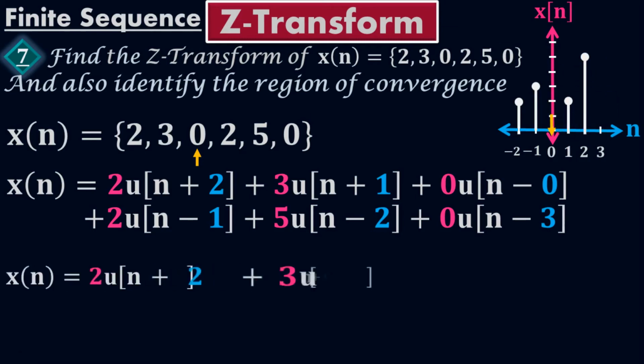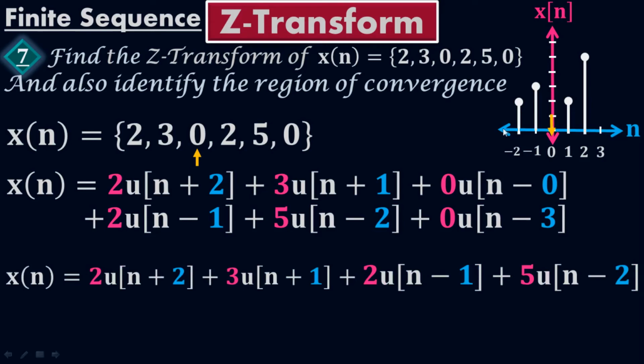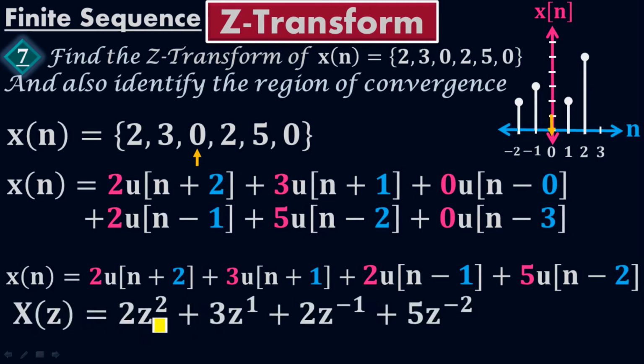So the x of n will have only 4 terms. This goes to 0. This is also 0. I am left with only the 2, 3, 2, and 5. You can directly find the z transform, which is x of z equals 2 times z to the 2 plus 3 times z to the 1 plus 2 times z to the negative 1 plus 5 times z to the negative 2. Look, the magnitude of this sample is 2, so put 2 as it is and then times z to the positive 2 because I have positive 2 here.